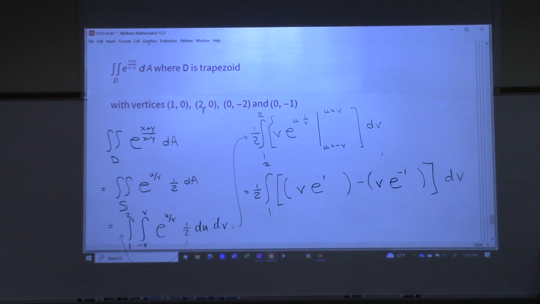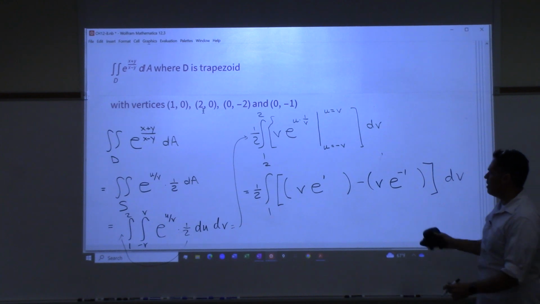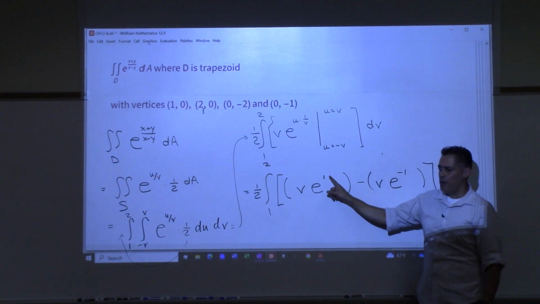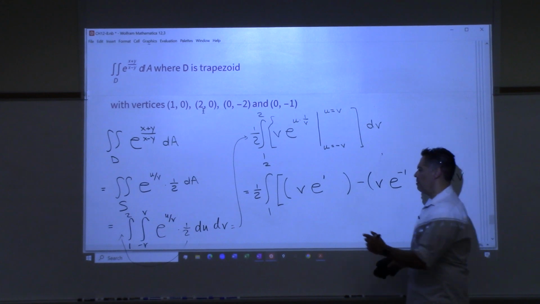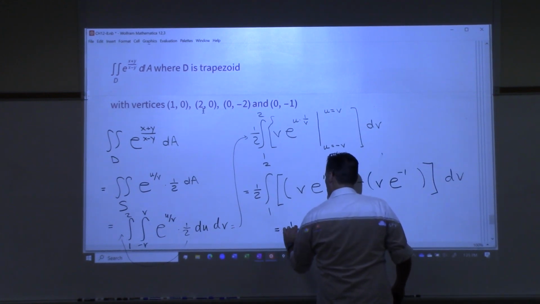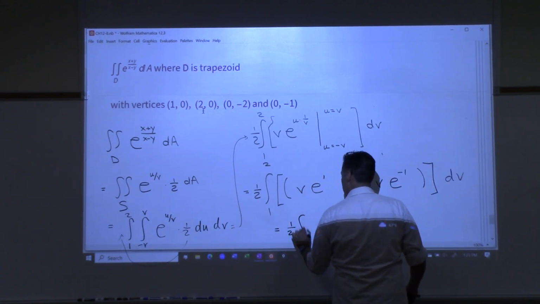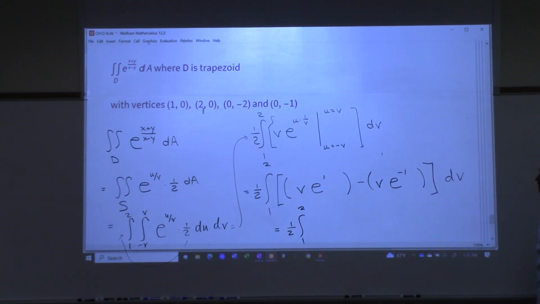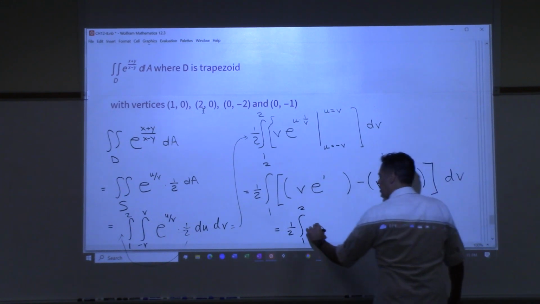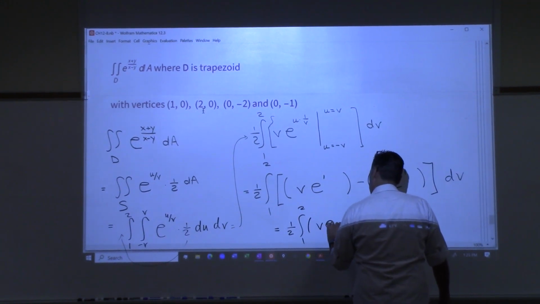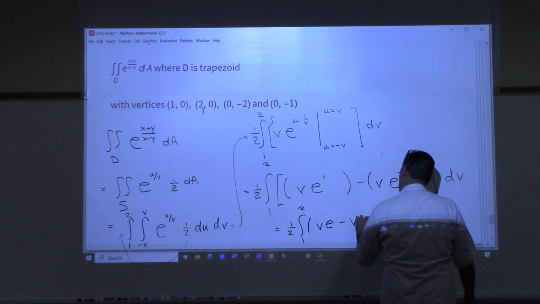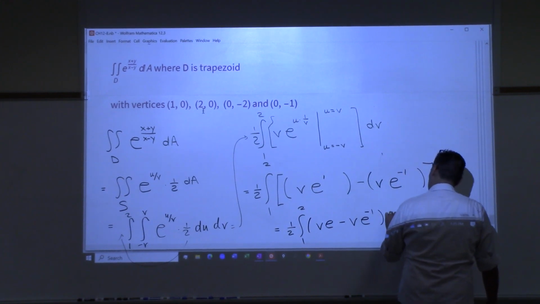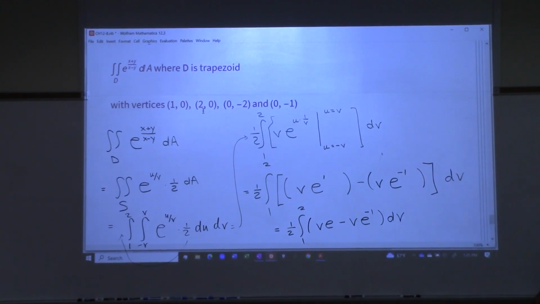Any questions there? And there's nothing I can do with that. These are not like terms, because this is e to the 1, this is e to the negative 1. So it really looks like this now. 1/2 integral 1 to 2 of, let me write it, ve minus v e to the negative 1 dv. Looks weird, right? That's what it is.